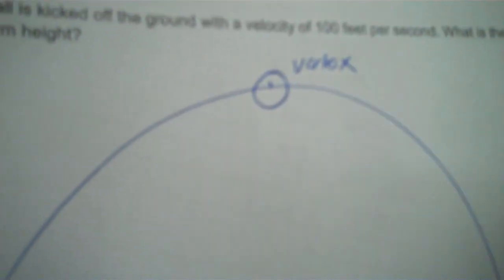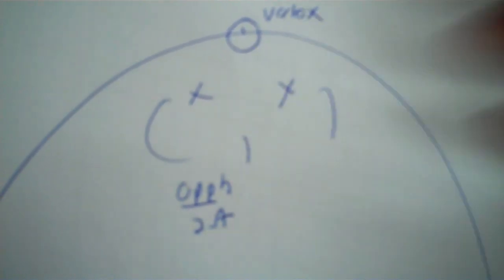Okay, I'm going to do another one like it. A football is kicked off the ground with a velocity of 100 feet per second. What's the football's maximum height? So again, maximum. Drop right there. Remember, there's your maximum point. That's the vertex. On a story problem, to find the vertex, we are always going to apply opposite of B divided by 2 times A.